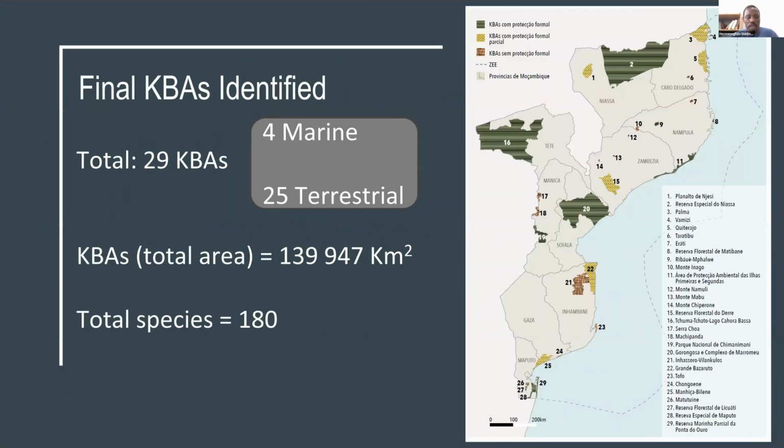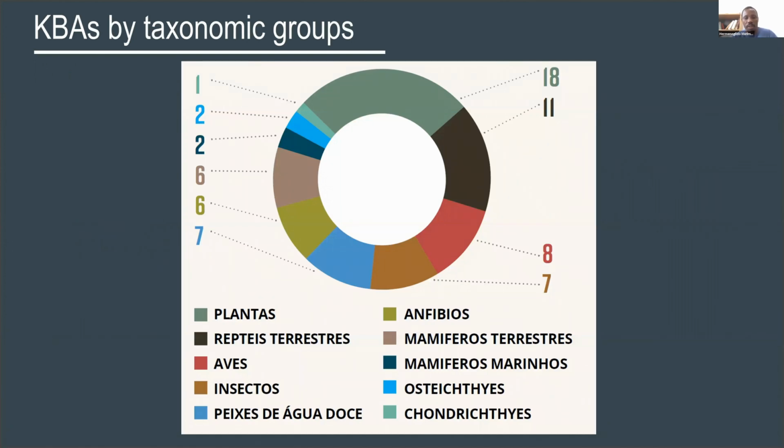So as a result of this process, we have 29 KBAs, of which 4 are marine and 25 are terrestrial. This was an inclusive process. So we had an assessment across different taxonomy groups, as you can see from this graph. It's clearly showing a number of taxonomy groups that we worked with. For that reason, this is one of the most comprehensive assessments of any country so far, with the plants being the majority, followed by reptiles, as a result of a number of initiatives that have taken place recently.